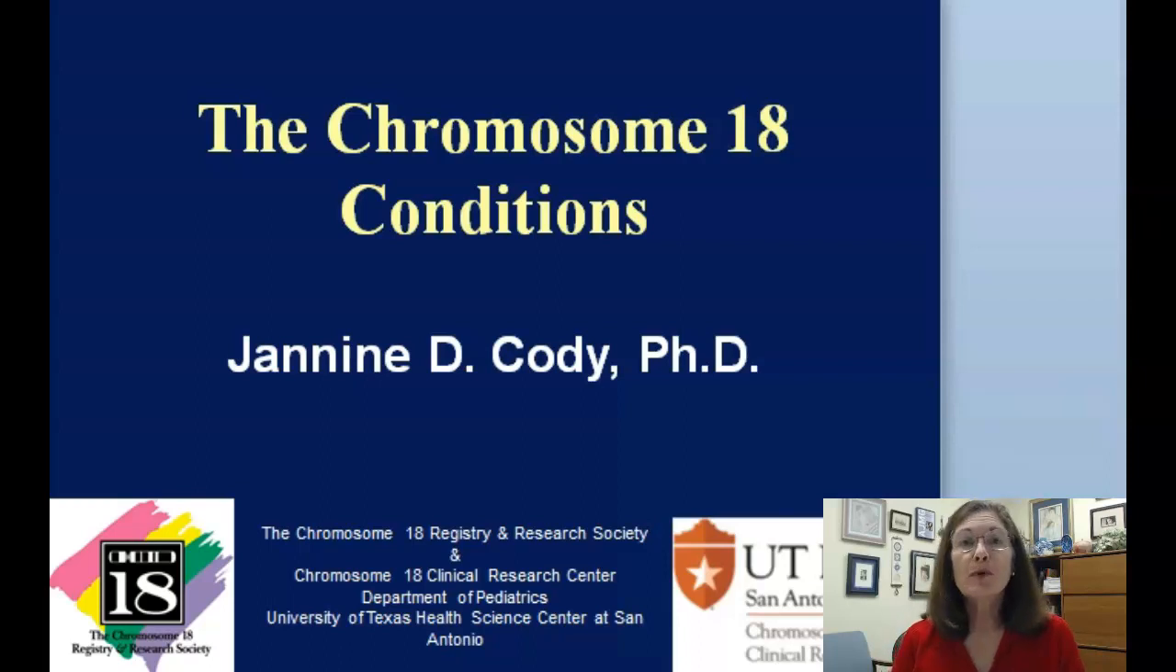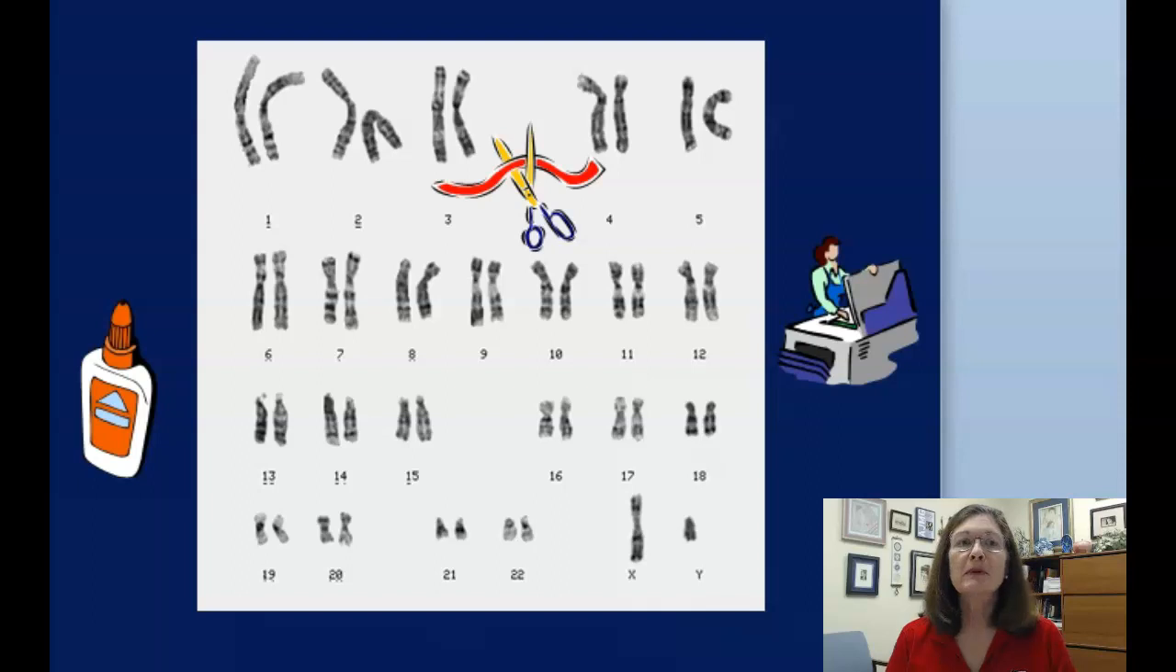Hi, I wanted to briefly introduce the chromosome 18 conditions because it can get a little complicated. Let me explain. So, here's a picture of chromosomes taken under a microscope. And imagine if you had this picture and a copy machine and scissors and glue. How many different combinations could you create from this picture and multiple copies?